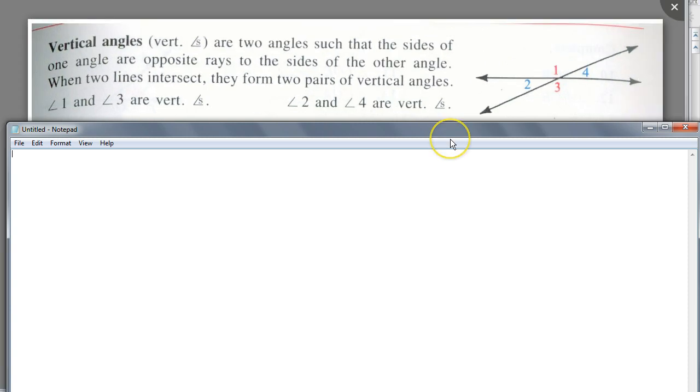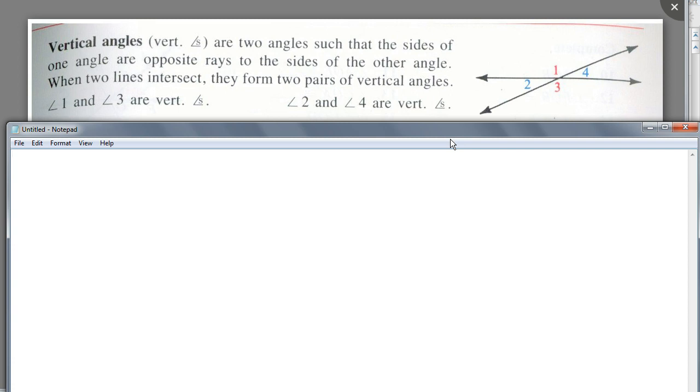Okay. So one thing to note, it says when the two lines intersect, how many pairs of vertical angles do you get, guys? 2, correct? As you can see, when the two lines intersect, you get 2 pairs of vertical angles, as you can see in here. Any questions?